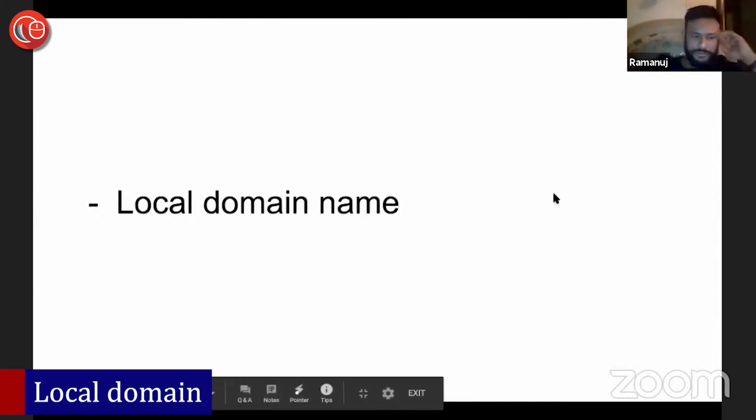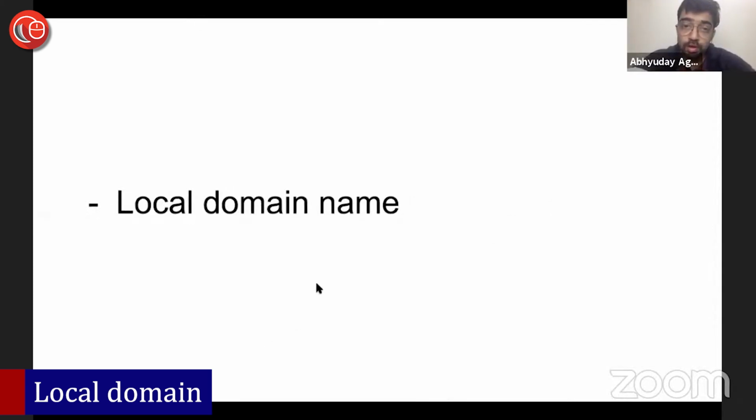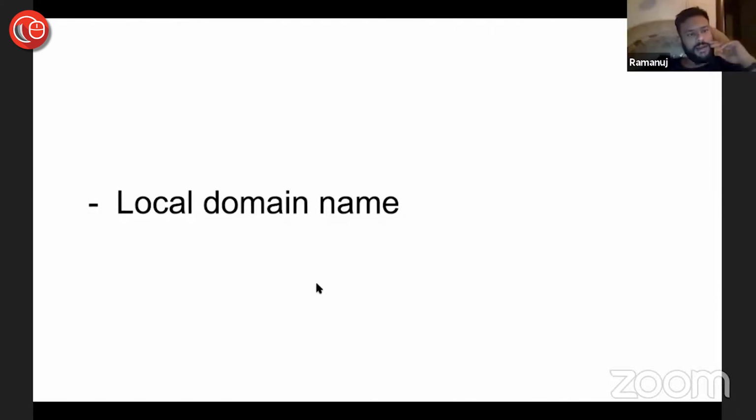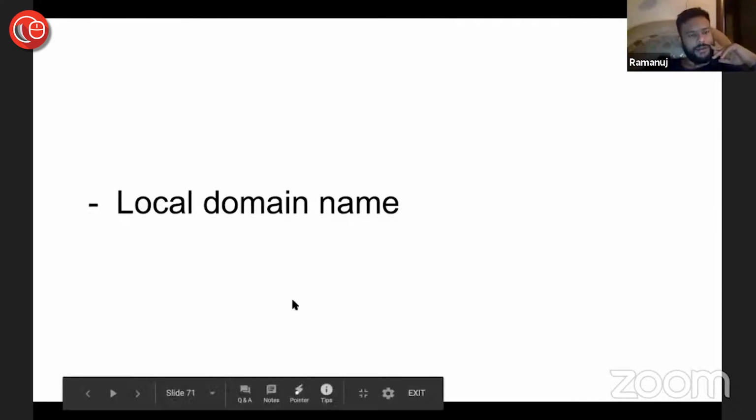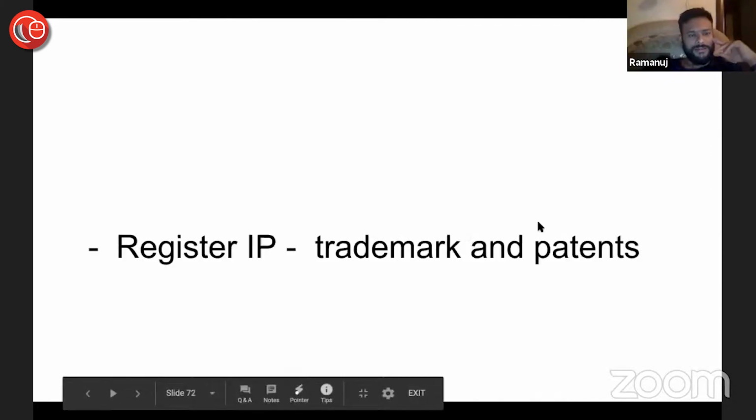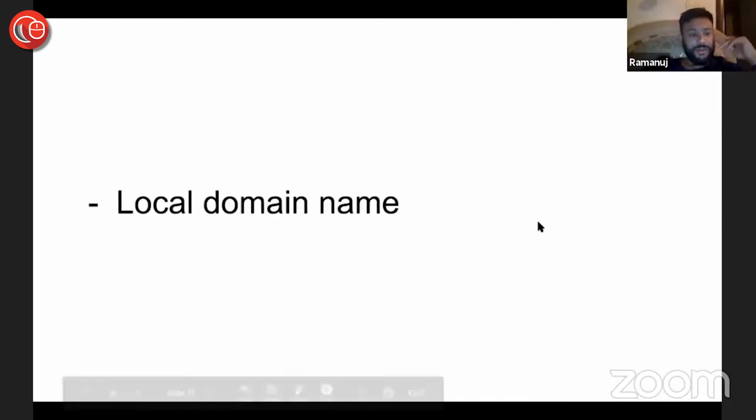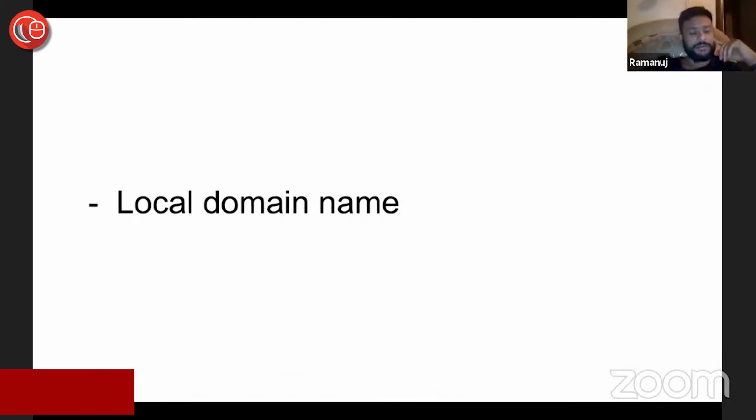Next, a local domain name will need to be blocked. You can think of a country-level domain name. The problem is that if you don't buy it, somebody else will buy it and can exploit it. Your competitors can buy it and cause problems. So you definitely want to buy a local domain name, even if you are doing business from India.